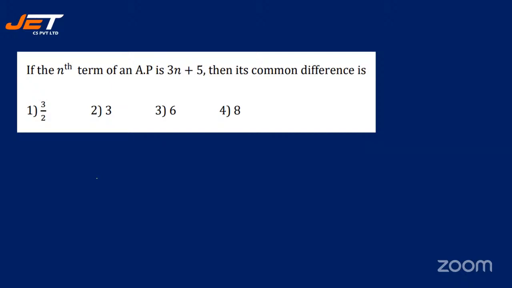If the nth term of an AP is 3n plus 5, then its common difference is dash. So now we know the nth term is a plus n minus 1 into d. Okay, so let's put n equals 1 into 3n plus 5. So 3 plus 5, which is 8.